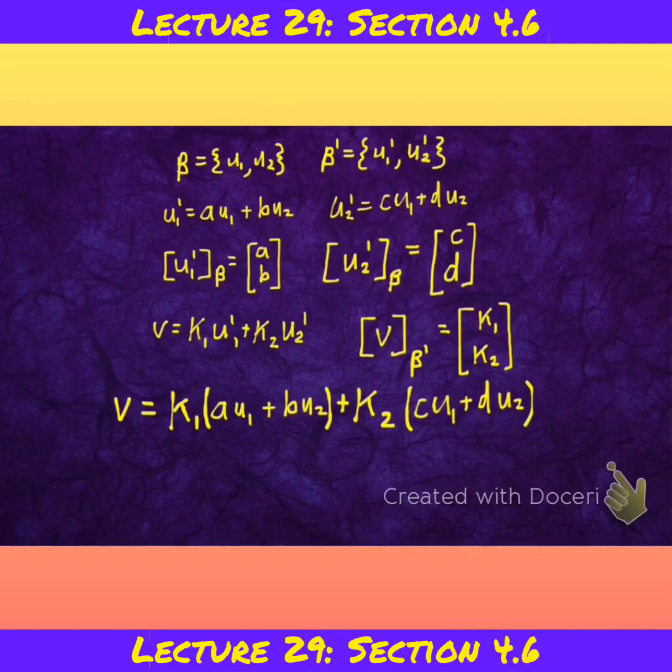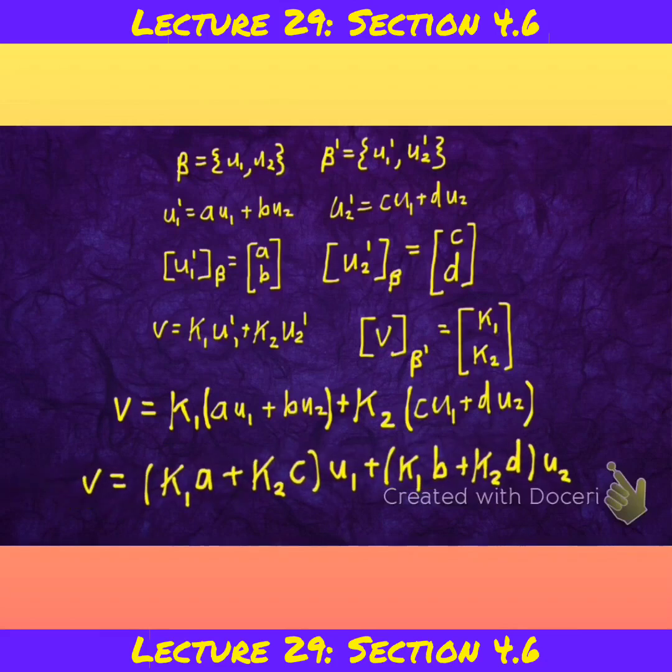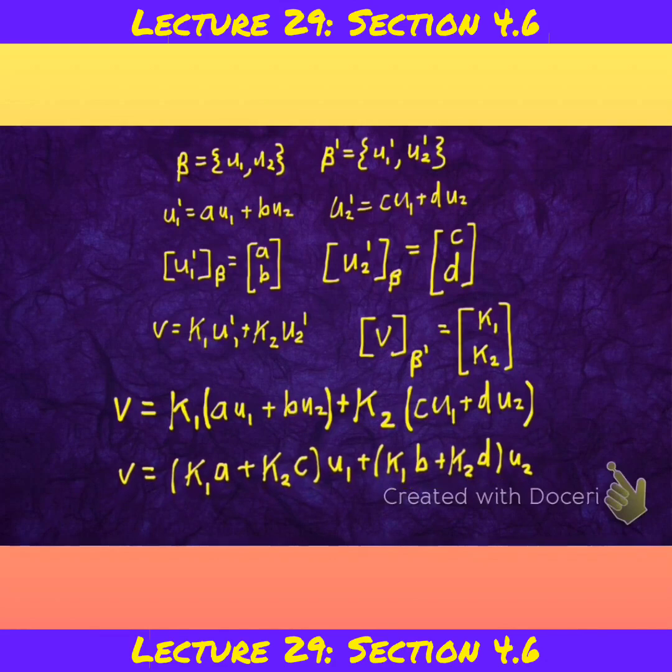Okay, and then simplifying, we obtain... right, there we go. We found our simplification. And note now that we've expressed v as a linear combination of u1 and u2. And remember, the representation of a vector in terms of a basis is always unique.